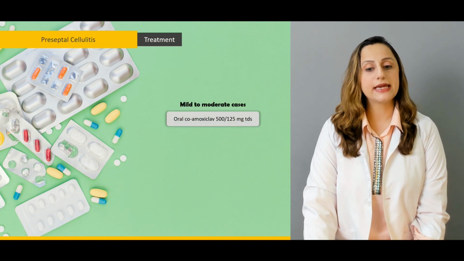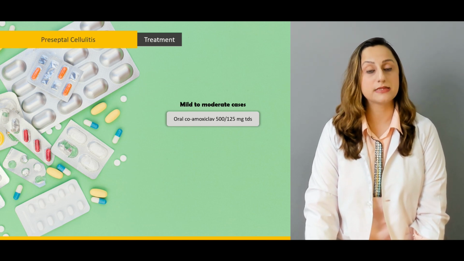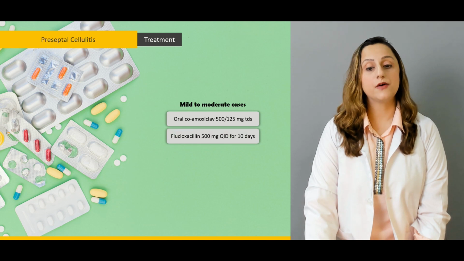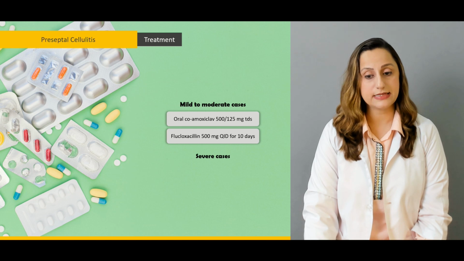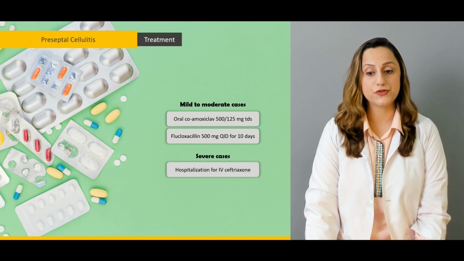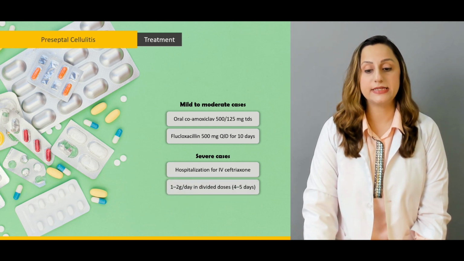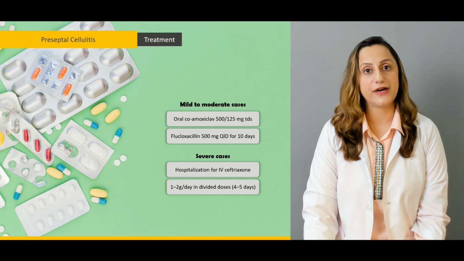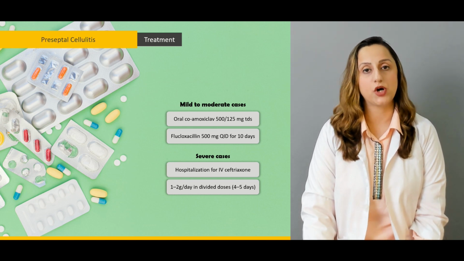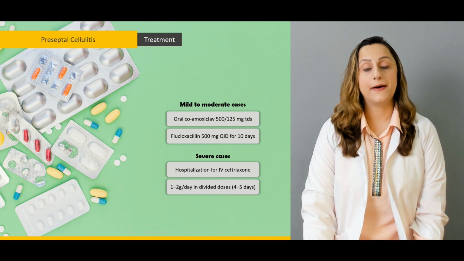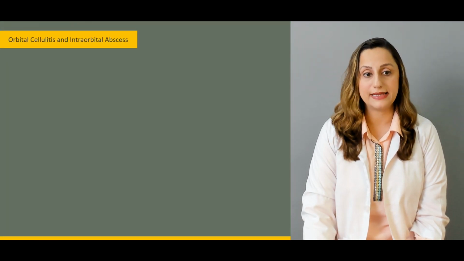For mild to moderate cases, oral co-amoxiclav, 500 per 125 milligrams, 3 times daily. Flucloxacillin, 500 milligrams, QID for 10 days. And in severe cases, hospitalization for IV ceftriaxone is done, 1 to 2 grams per day in divided doses for 4 to 5 days. So this is the complete course of the systemic antibiotics that we can prescribe to such patients of preseptal cellulitis.